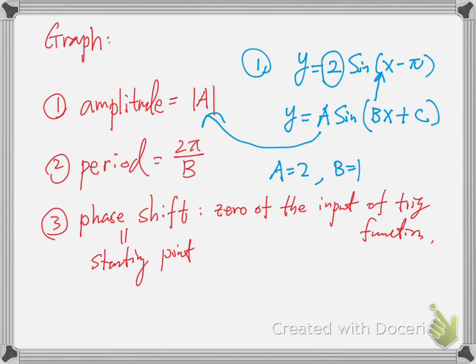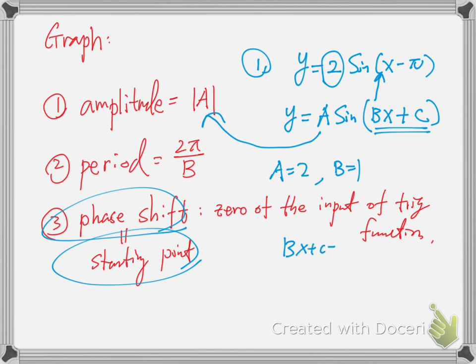And for the phase shift or starting point, we need 0 of the input of the trig function. The trig function is sine, so this is the input. The last one we need is bx plus c equals 0. In this example, x minus pi is 0. So this is the understanding of these three definitions. Later I will calculate and then do the graph.